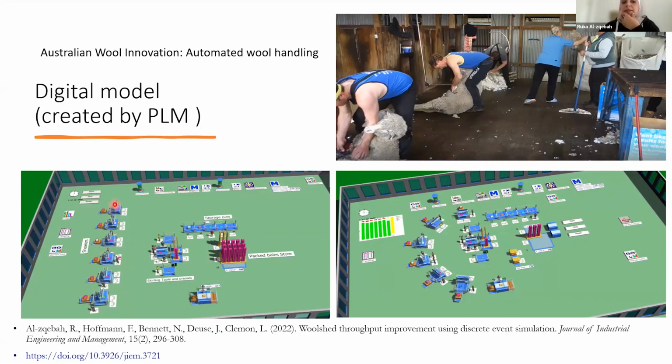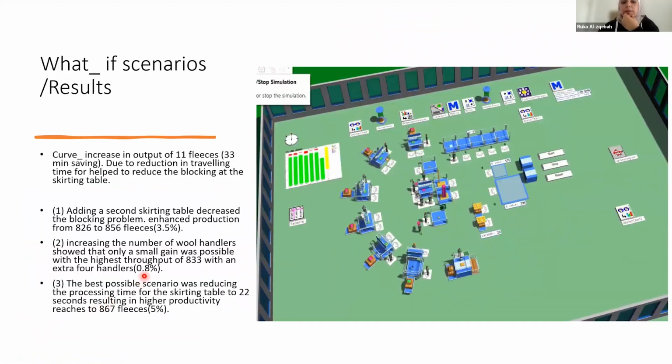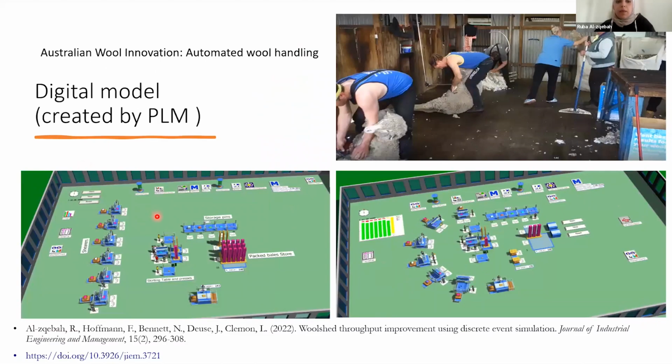We test the linear layout. The blue blocks here represent the shearing stance. And here's the skirting table and the pressing, and this depends on the wool type. It could go to a different storage bin. So here are the two layouts.